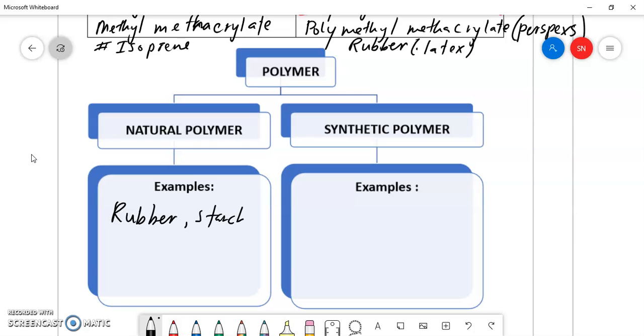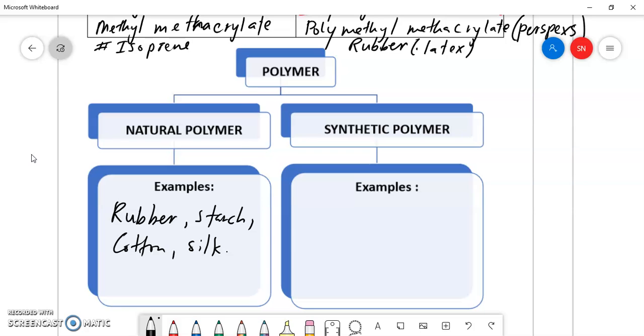Starch is a polymer. The monomer is glucose. A combination of glucose becomes starch. For rubber, we already know the monomer is isoprene, and the combination becomes rubber molecules. Other examples under natural polymer would be cotton and silk. If you find more, you can add them in here under examples.